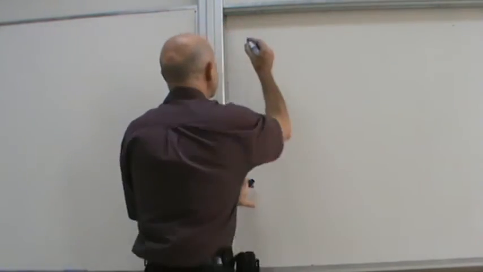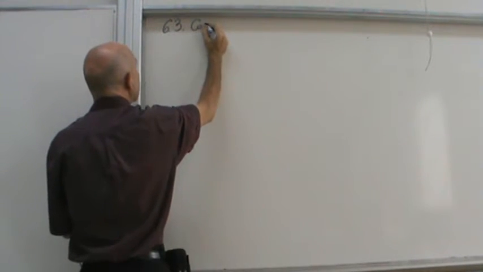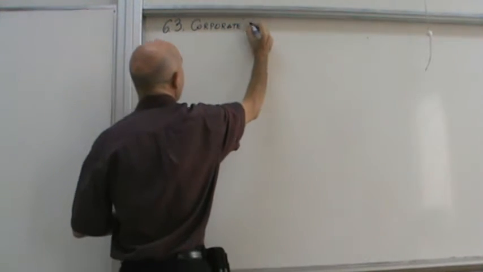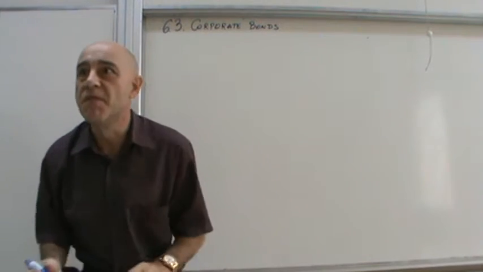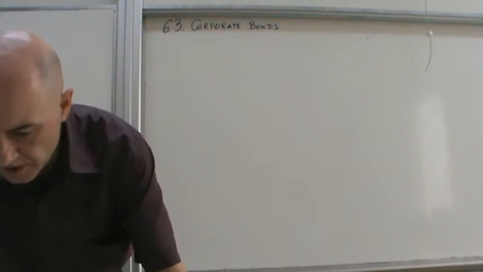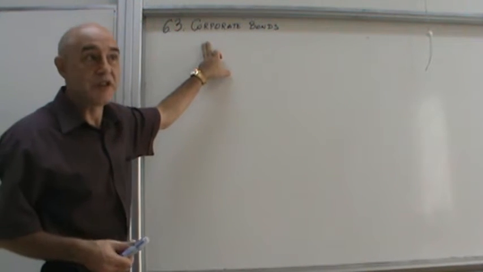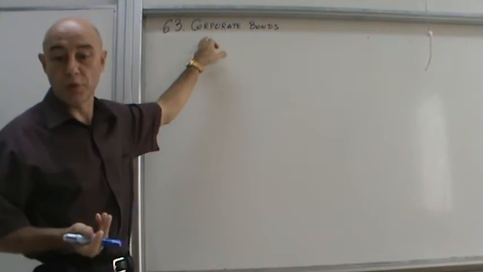Okay, guys, so we are after chapter 6, section 3. Corporate bonds. This is the most difficult, longest part. Again, it's a bond. We say long-term bond issued by corporations.